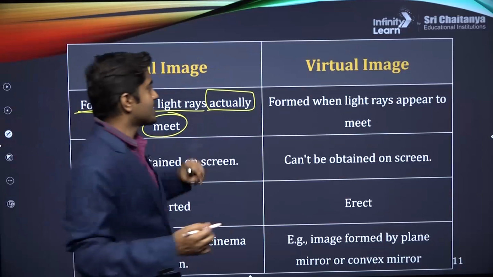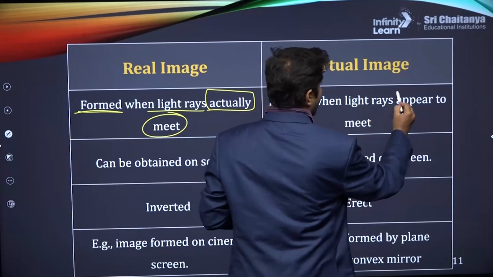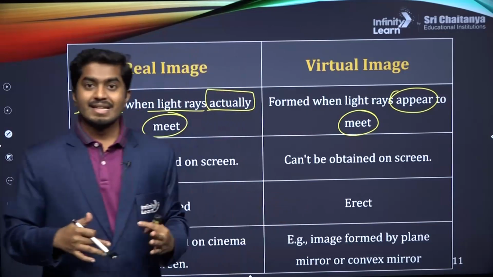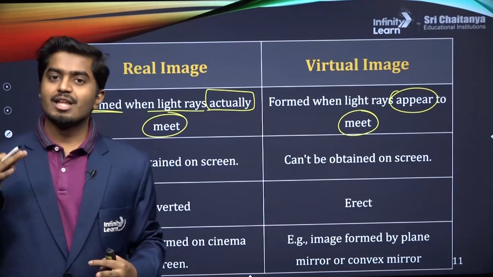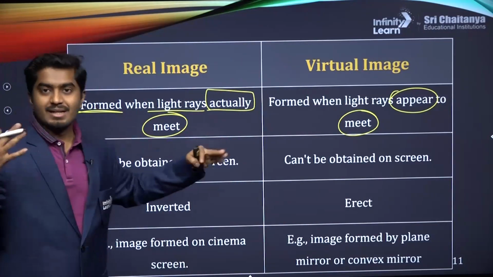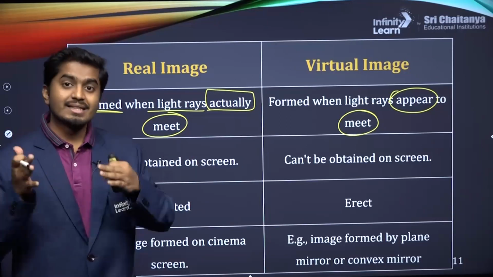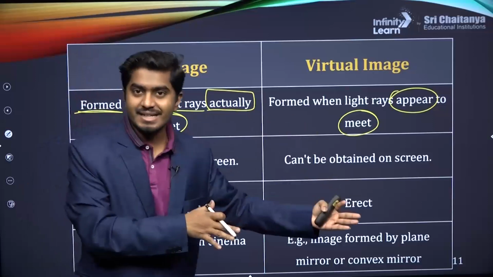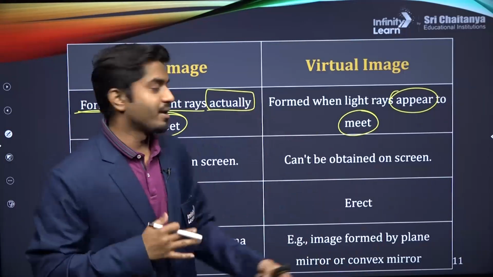What is virtual image? Formed when the light rays appear to meet. They are not meeting like in reality. They appear to meet. So when do they appear to meet? It is mostly behind the mirror.